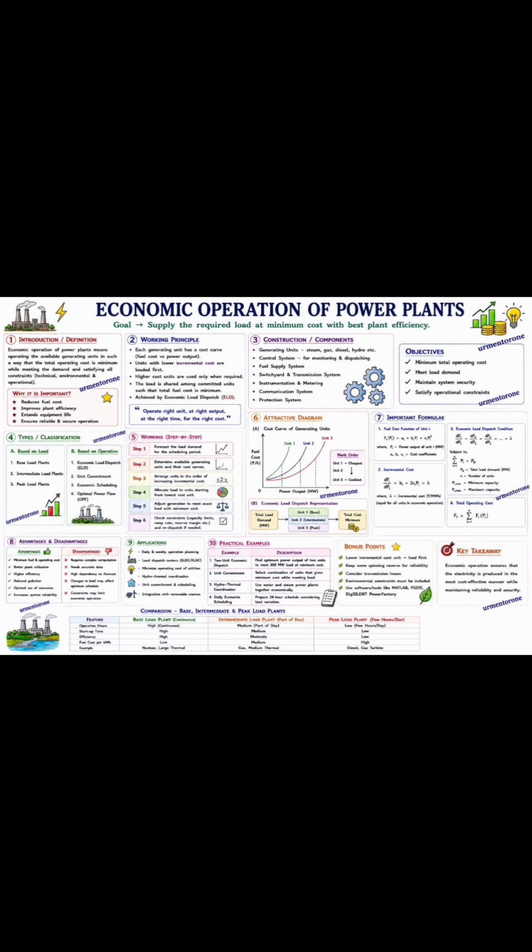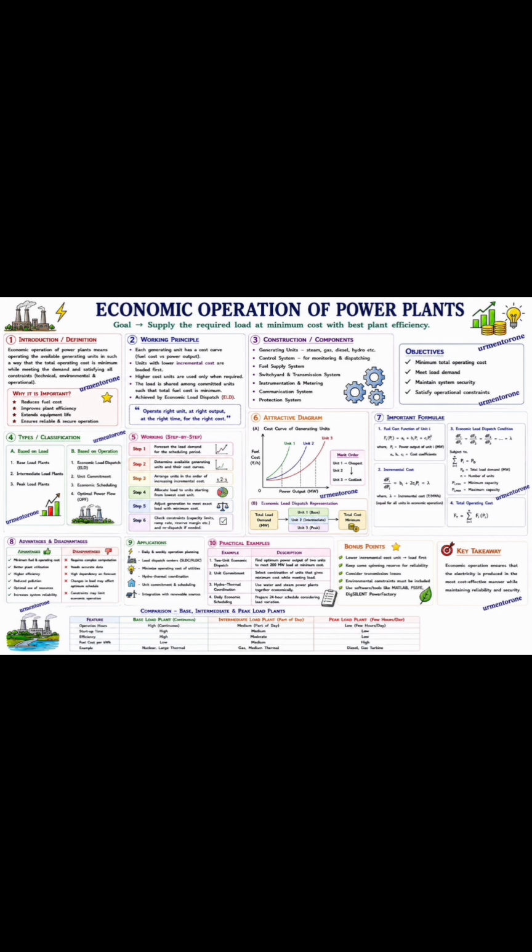Types or classification. A. Based on load, it's classified into 3: base load plants, intermediate load plants, peak load plants. B. Based on operation, it's classified into 4: economic load dispatch, ELD, unit commitment, optimal power flow, OPF.